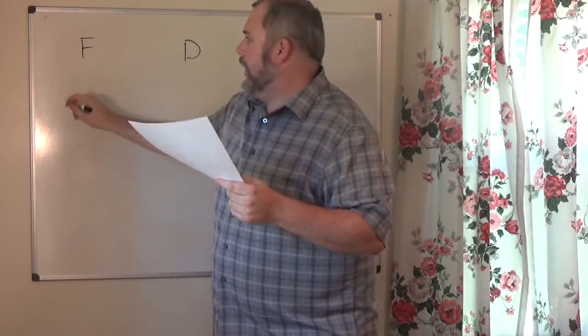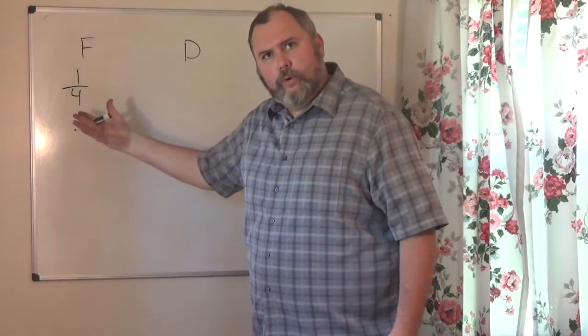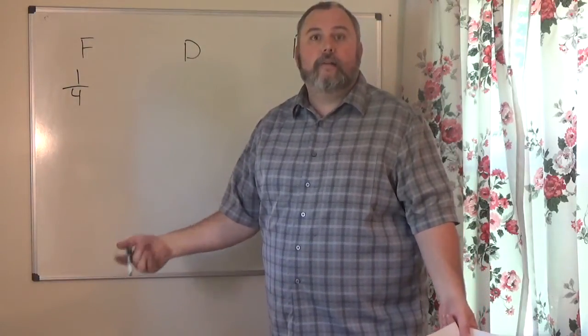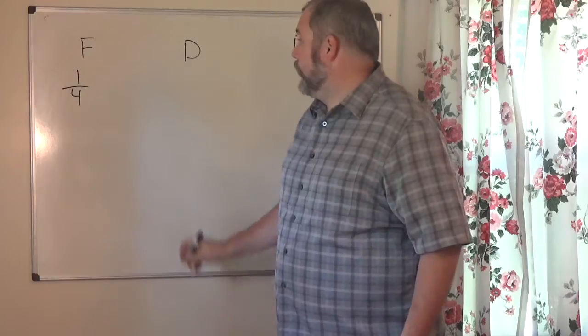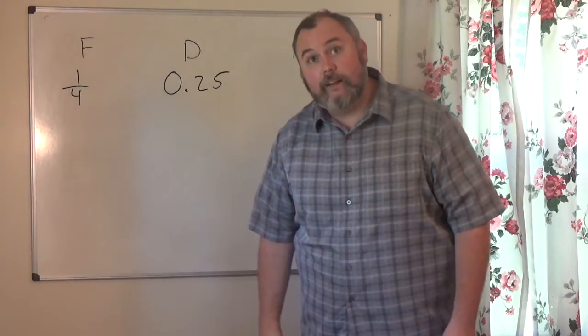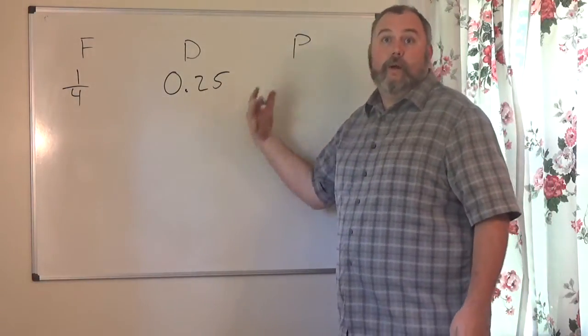We have a fraction, and the fraction I'm going to give you is 1/4. Well, I need to go from 1/4 of that fraction to a decimal first. How do I do that? I simply divide 1 divided by 4, and I get 0.25.